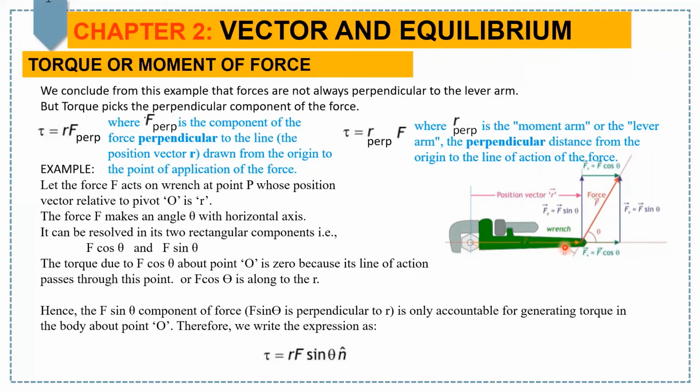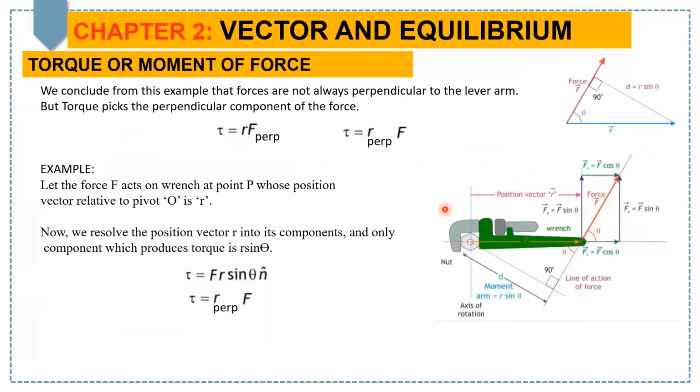So the torque is zero, but F sin theta, the component of the force which is perpendicular to r, is solely responsible for generating the torque in the body about this point O. Hence, we write the expression tau equals r F sin theta, where F sin theta is the perpendicular component of the force.